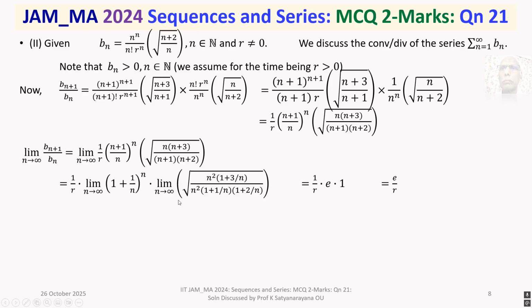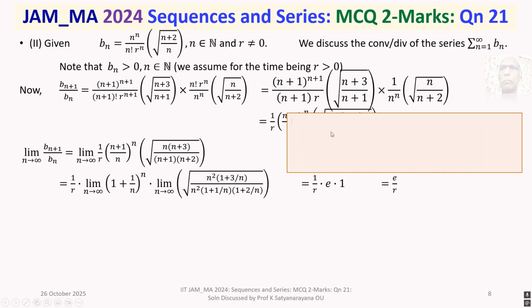Limit n tends to infinity of, in the numerator, take n common, n into 1 plus 3 by n, there is already n square into. In the denominator, take n common from n plus 1 and take n common from n plus 2, and that will be this one. Now take the limits as n tends to infinity, 1 by r is constant, and this is the exponential multiplied by this is 1. This is 1 by 1. So that is 1 by r into e by r. Agreed. This is e by r.